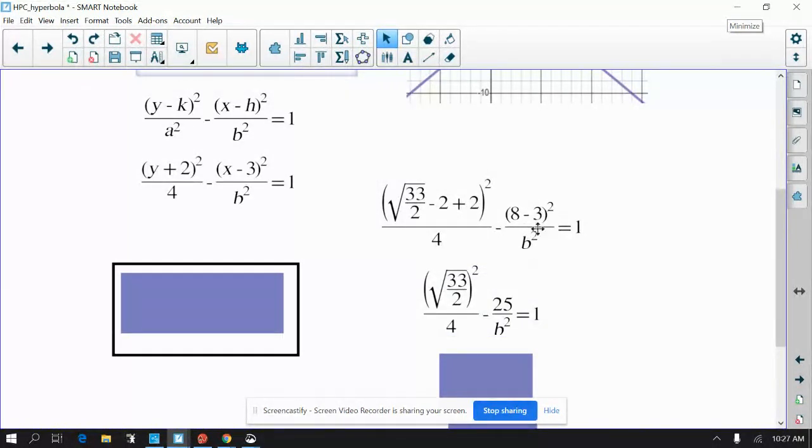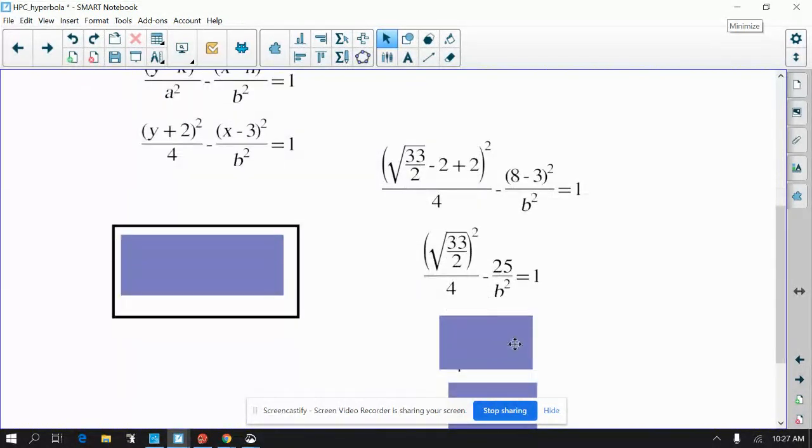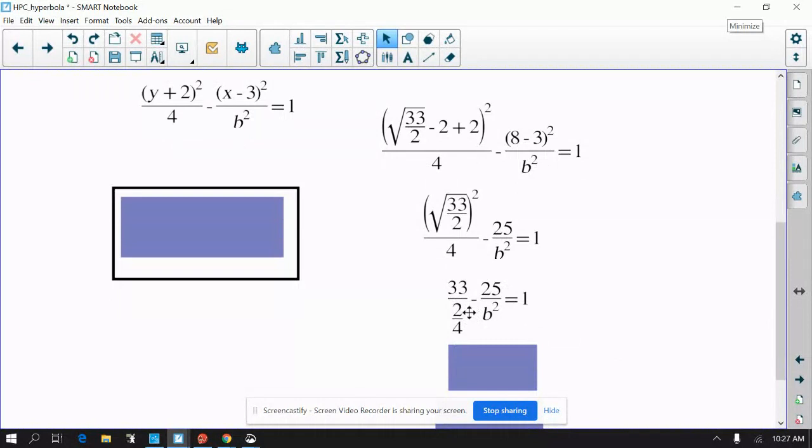8 minus 3 is 5, 5 squared is 25. But here, the 2 and the negative 2 cancel out, leaving me with this squared. Well, they cancel each other out. So now it's 33 over 2 over 4. How do you do this? 33 divided by 2 divided by 4. Well, when you're dividing, you multiply these two divisors.